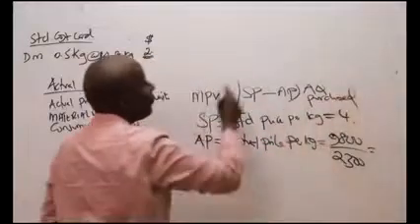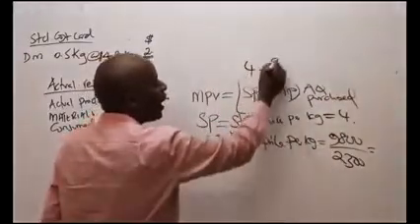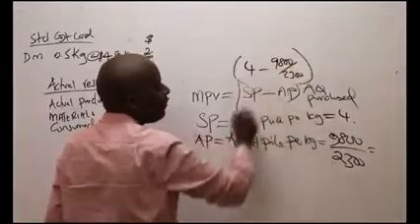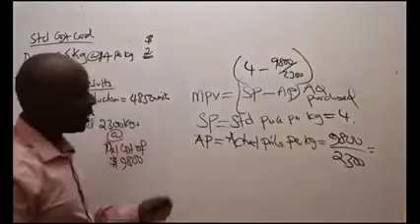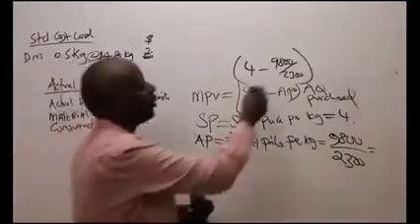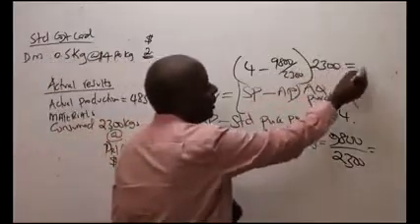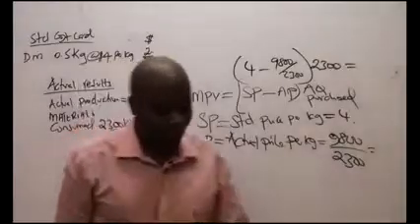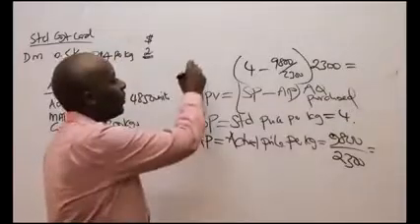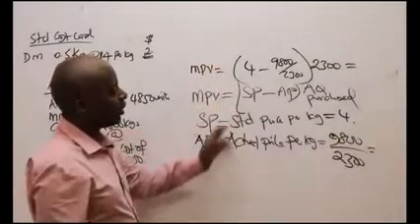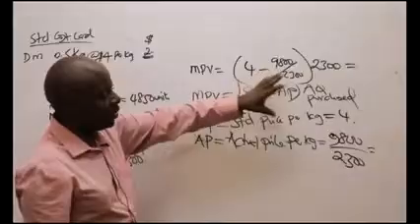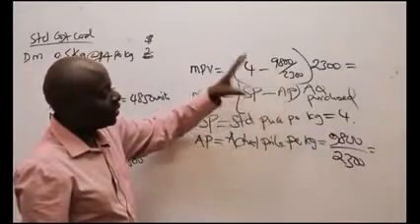The standard price here is 4 minus the actual price, which is 9,800 divided by 2,300, multiplied by the actual quantity that was purchased. We know that we purchased and consumed 2,300 kilograms. So please come and give us on the other side the equal what? What is material price variance? You say 4 minus 9,800 divided by 2,300 equals whatever you get there times 2,300.